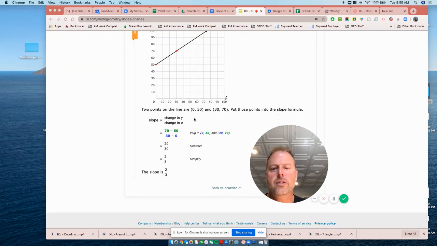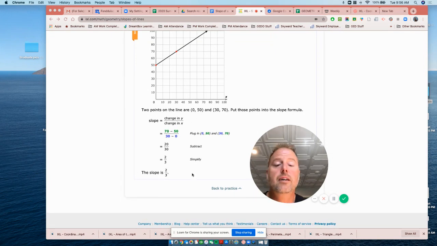So the 2 points on the line, 0, 50, and 30, 70, they just chose 2. Well, then we got to do y2 minus y1, so 70 minus 50, over x2 minus x1, so 30 minus 0. So that's going to be 20 over 30, which simplifies to 2/3. So the slope in that case is 2/3.